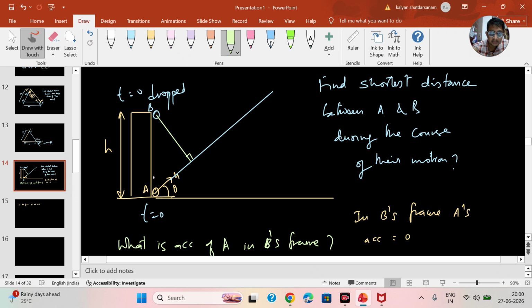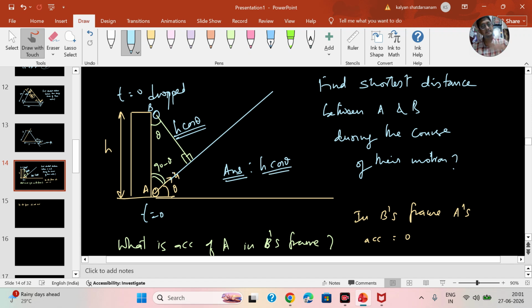Now how to get that? This is theta. So this angle is 90 minus theta. This is 90. So that's going to be theta. If you take this triangle, this will be h cos theta. So shortest distance is h cos theta. This is the answer. H cos theta. You understood this idea, what I am saying? Yes, sir. Yeah. These are actually tough questions. I'm just making you think a bit so that when you encounter them, you'll have some ideas with you.